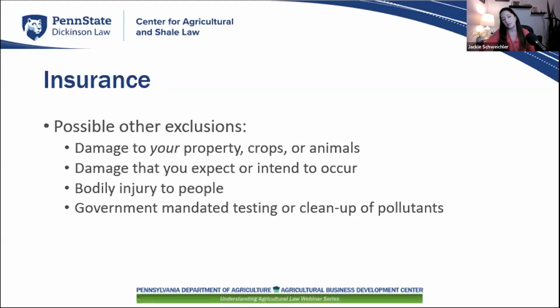So if you deliberately apply a pesticide on a windy day, or if you know that there's a high risk of a temperature inversion, that could be a factor. And then insurance policies don't always cover injuries to people. So if someone is able to prove that your application of pesticides hurt them in some way, you might pay for their injuries yourself. Lastly, were the government to require testing or some version of environmental remediation, you might have to pay for that as well.